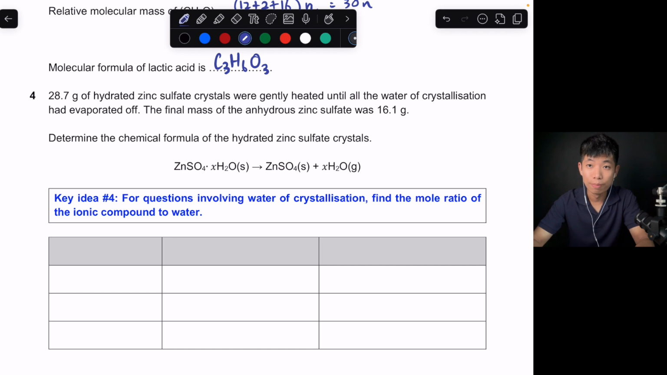Question 4 is actually quite a common question in O-levels, especially in the practical setting. These are masses you can weigh in the school lab, and it is a simple experiment you can carry out. So we have 27.8 grams of hydrated zinc sulfate crystals. Remember, in a hydrated salt, we write it in this format where we have the water of crystallization. Okay, so we heat the hydrated salt, we will get rid of the water of crystallization, and we'll get the anhydrous salt. So in this case, I have 16.1 gram. I start off with 28.7 gram. You can kind of work out what is the mass of water that is lost already.